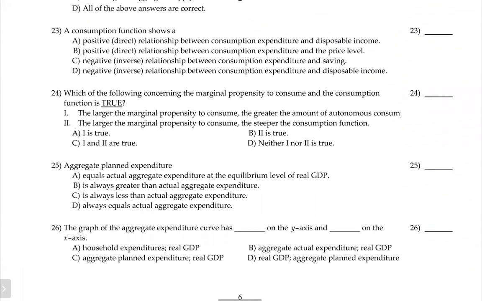23, a consumption function shows... The consumption function is actually given by C equal to A plus MPC times YD. So this is the consumption function. So clearly this shows a positive relationship between consumption expenditure and disposable income. Right? So the answer is A.